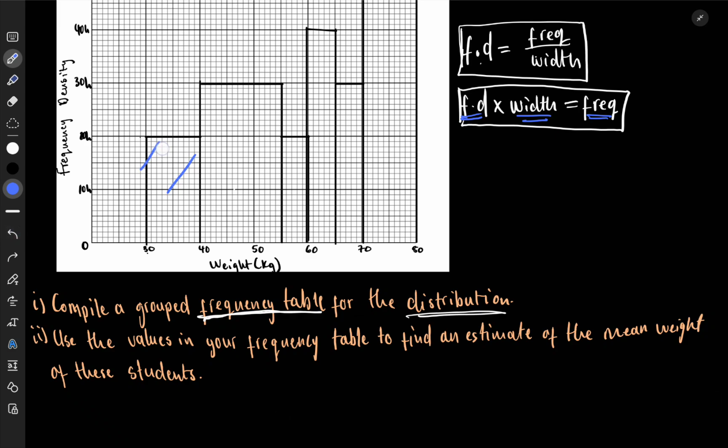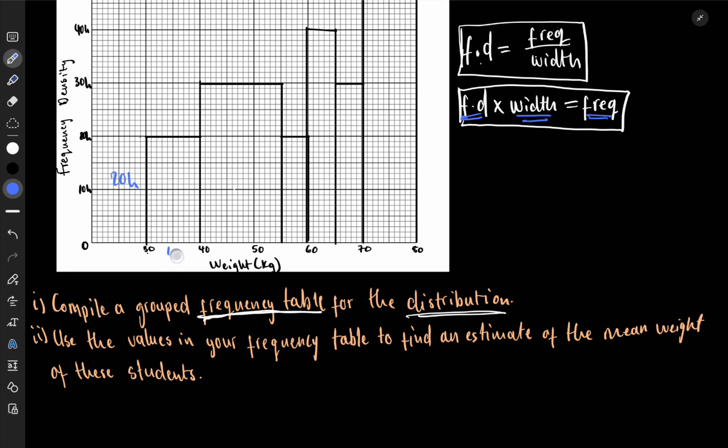To get the frequency of 30 to 40, it is going to be the area of the 30 to 40 bar, which is the width, 40 minus 30, that would be 10, times the frequency density, which is 20H. Then I'll get 200H. That's the area, which means that is the frequency of this first bar. Then the frequency of the next bar, I'll get the area.